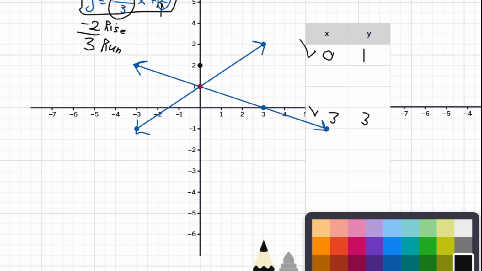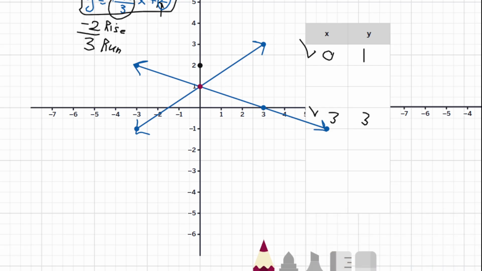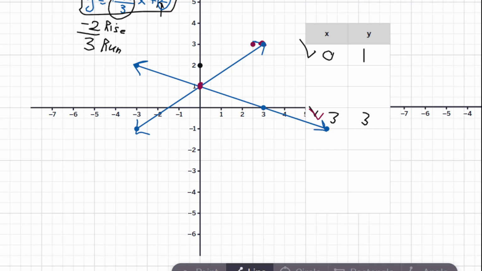Now let's represent these points. Do you know how to do that? Let's do it. When x is 0, y is 1. So x is 0 and y is 1. So it's this point. Let's represent the other one. When x is 3, y is 3. So it's this point. Have you noticed? We got the same line. So it's up to you now. You can do rise over run, or you can do the table. That's how you do the linear equation.